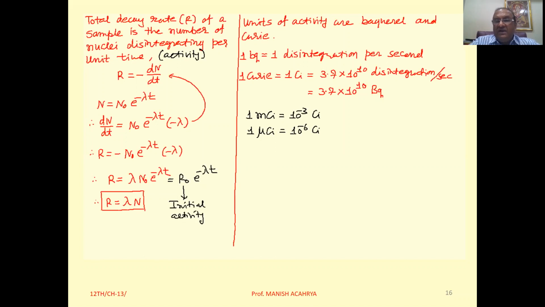Okay, so we can write the relationship between Curie and Becquerel as 1 Curie is 3.7 into 10 raised to 10 Becquerel. And Curie is the large unit. Therefore, in practice, we use millicurie, that is 10 raised to minus 3 curie, as well as microcurie, that is equal to 10 raised to minus 6 curie. These units we use in practice. Clear to all of you?